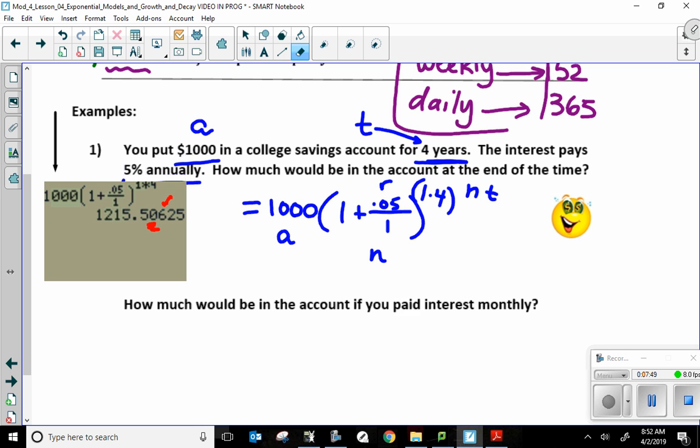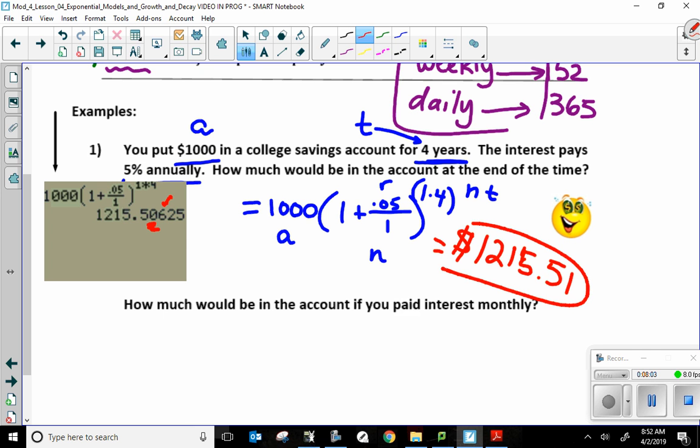In fact, this board is so off, it's crazy. $1,200, $15 and 51 cents. Bam, there you go.